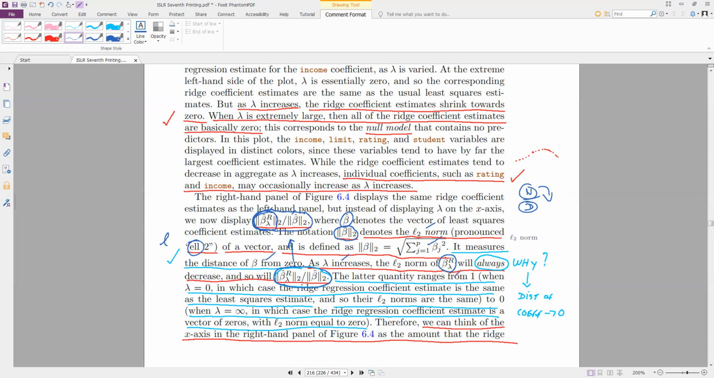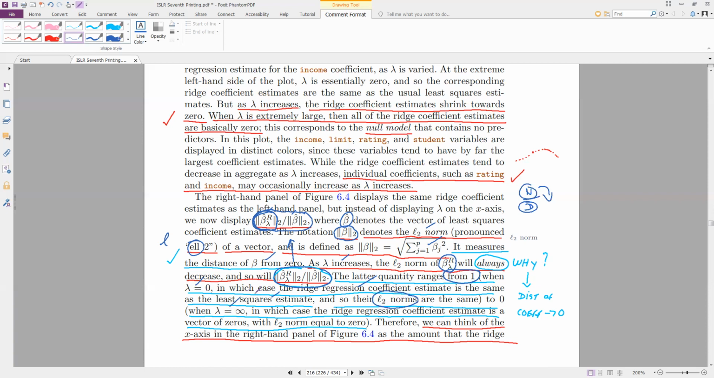So it ranges from 1 when lambda equals 0. Well, when lambda equals 0, that's the case where the ridge regression is the same as the least squares. That's what the book's saying right here. It's the same as the least squares, so their L2 norms are the same.